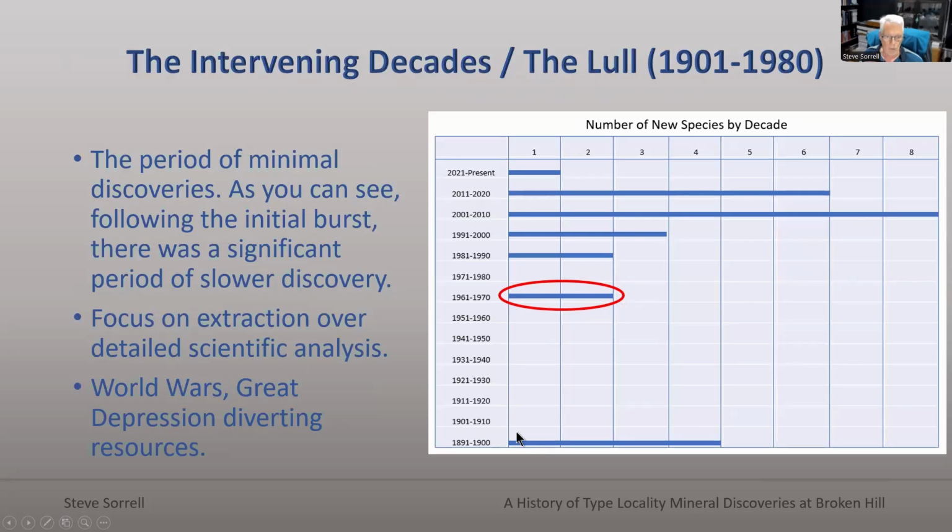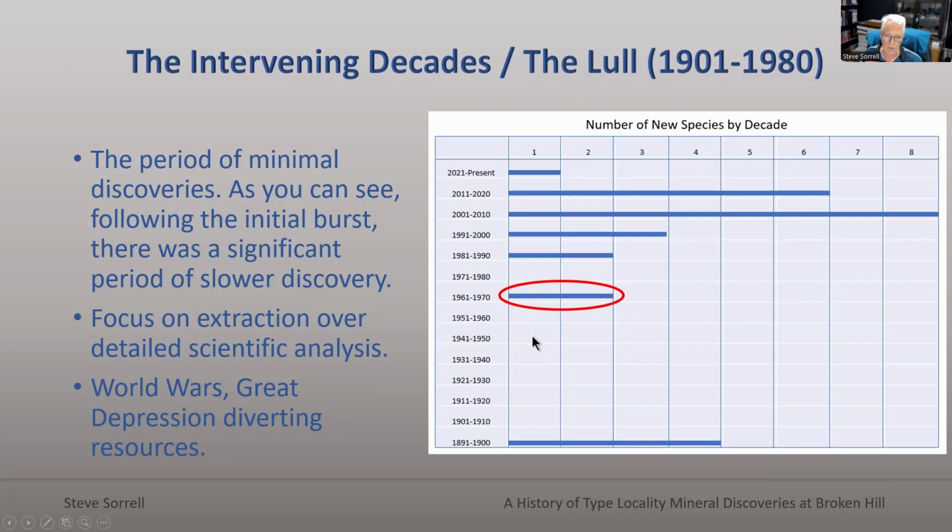All right, so we jump forward. We miss all of these decades here, and there were no new minerals discovered at Broken Hill. Now, there are a number of reasons for that. The first one is that the focus was on the ore being processed rather than being scientifically looked at.